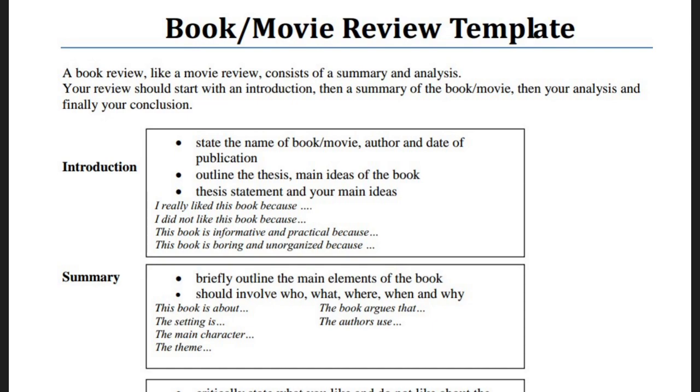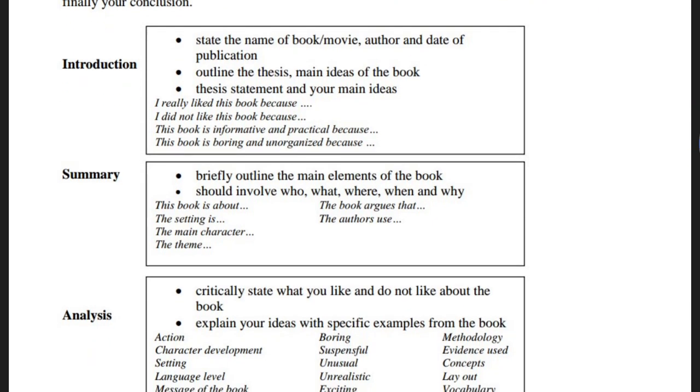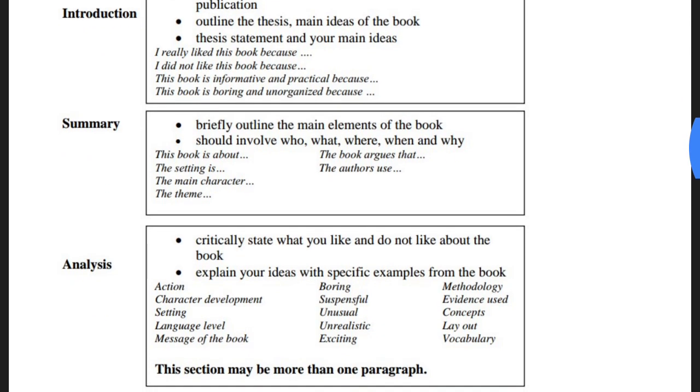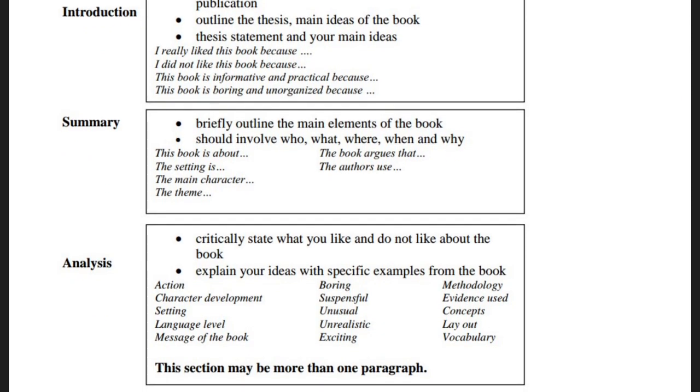That is the first paragraph of your review. Then the second paragraph, after that you change the paragraph, come to the second paragraph, that is called the summary. Now here you have to briefly outline the main elements of the book. It should involve who, what, where, when and why.